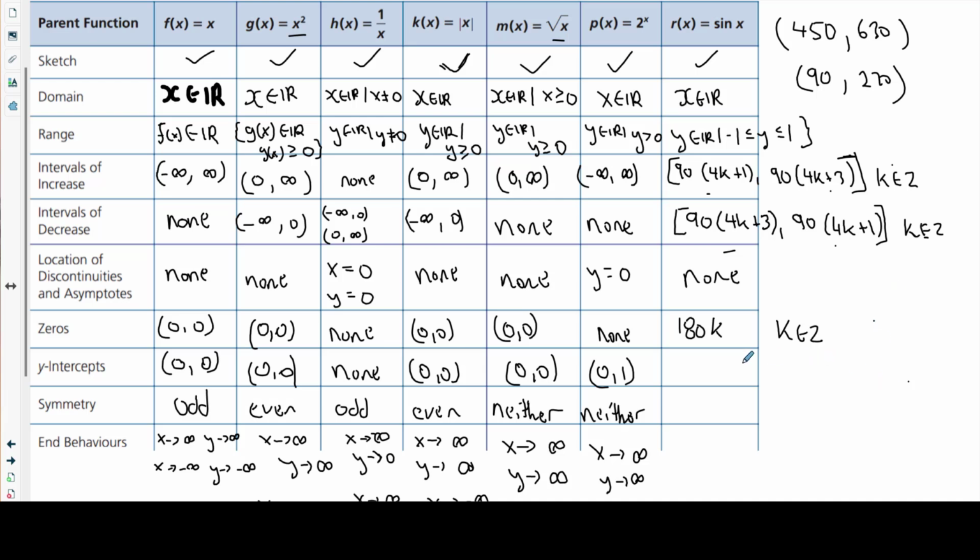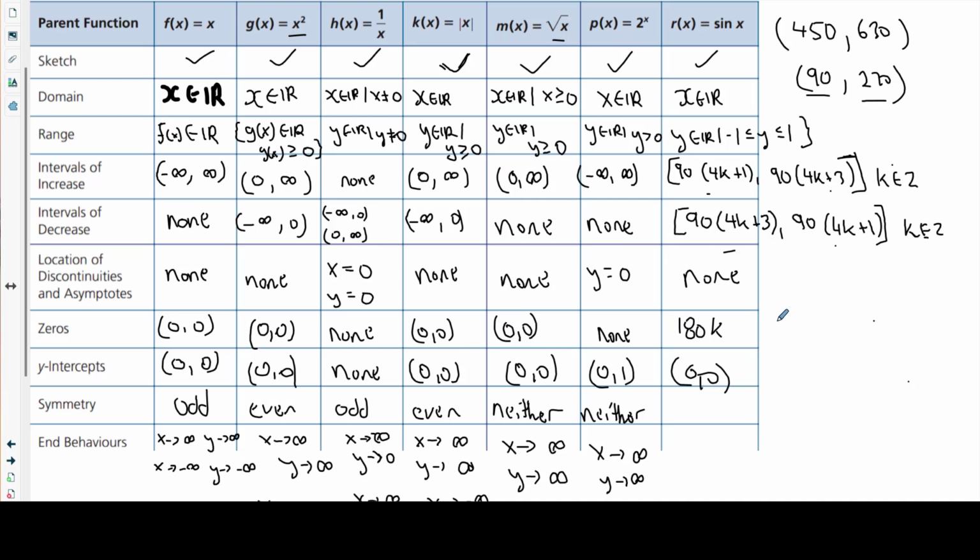But yeah, okay, so y-intercepts. So the y-intercept is 0, 0, that's easy. Symmetry. Symmetry in this case is pretty straightforward actually. I'll look into the intervals of increase and decrease to see if I can explain it a little bit better.